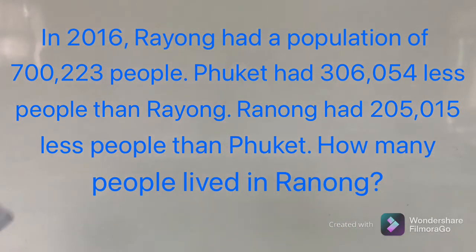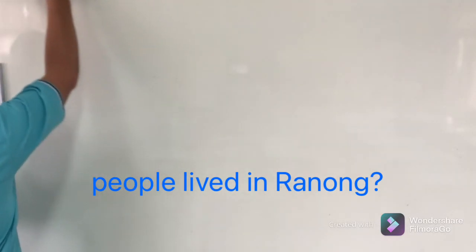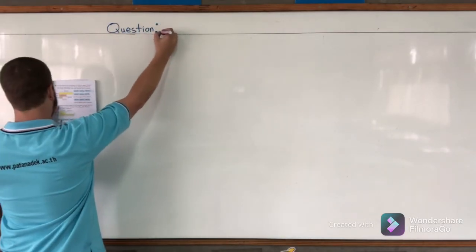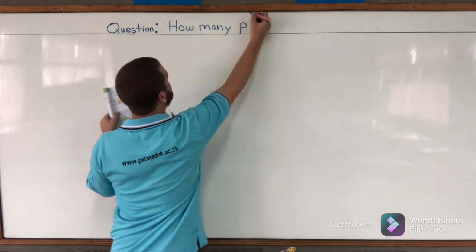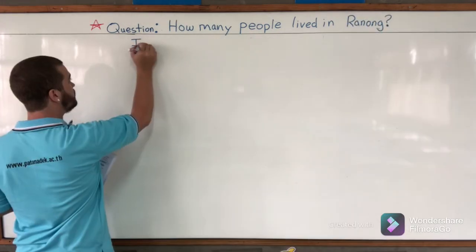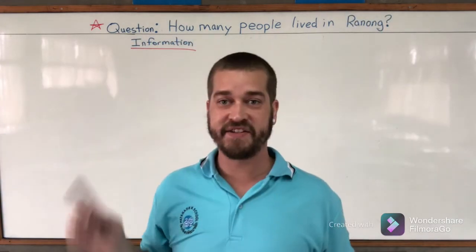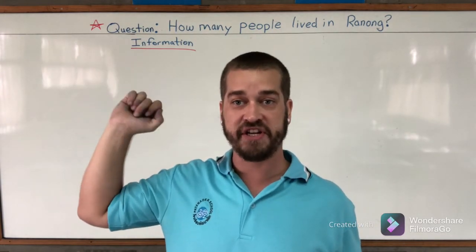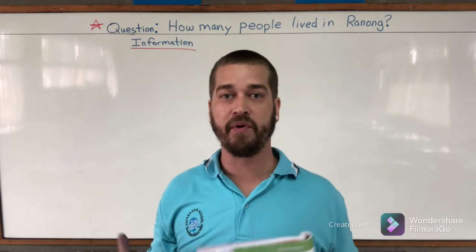All right, well that is a little bit confusing, but if we use the steps that I've already told you to figure out this problem, it'll make much more sense. So, step number 1, what is it asking? Let's go ahead and put that on the board. What is this question asking? Where is the question mark? Okay, so what I've done is I've gone ahead and written the question. Question is, how many people live in Ranong?